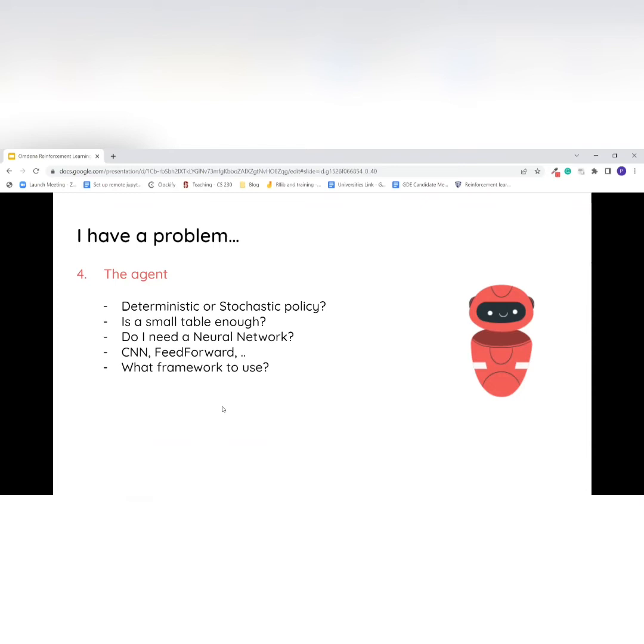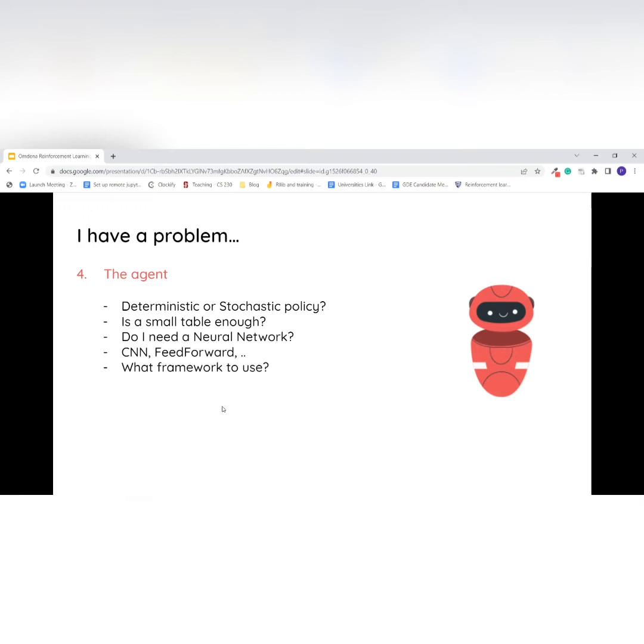And then for the neural network, if I'm going to use a neural network, what type of neural network do I need? Will I be using a convolutional neural network, which is the case for the game of Go? It takes a picture of the board, then goes through a convolutional neural network and outputs the specific actions to take. Or will a simple feed-forward network be enough?